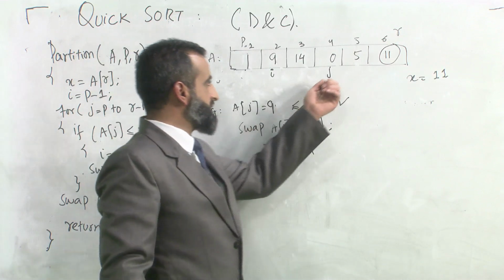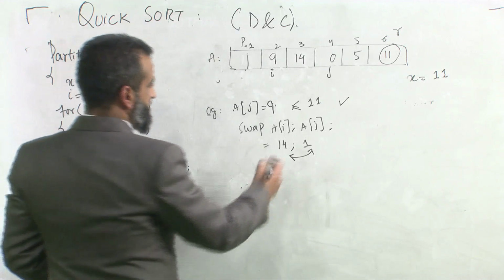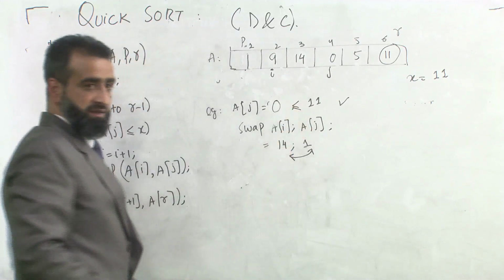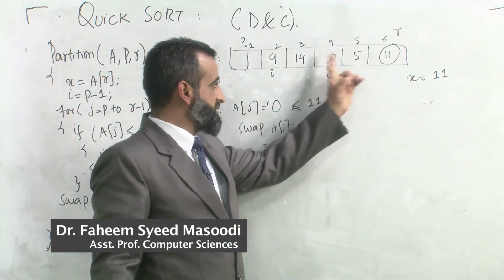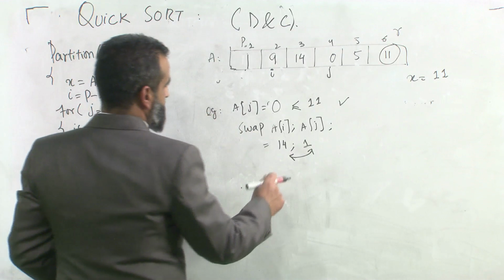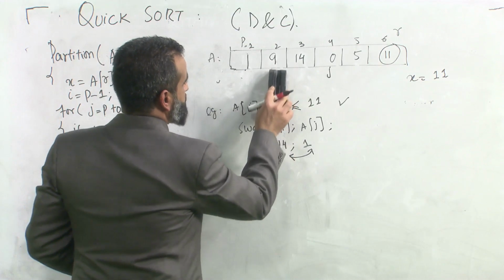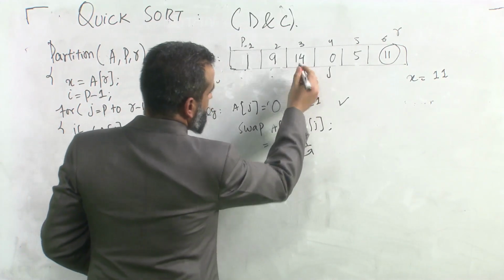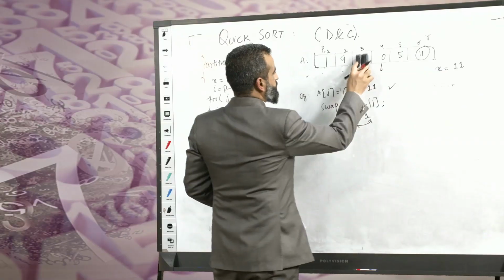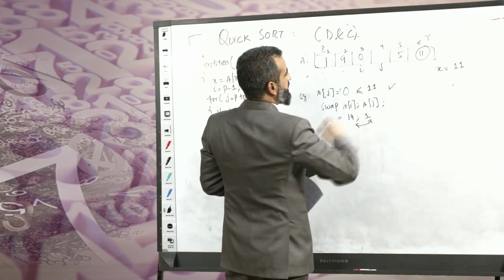We'll again make the necessary comparison between A of 4, which is 0, and A of R, which is 11. Since A of J is pointing towards a 0, 0 is less than or equal to 11, which is true. So I will make the necessary swapping in this case. To make the swap, I'll first increment I. I will now point to 14. After the increment, we'll exchange the two. So 0 will now be shifted to this position, and A of 4 will now point towards 14.